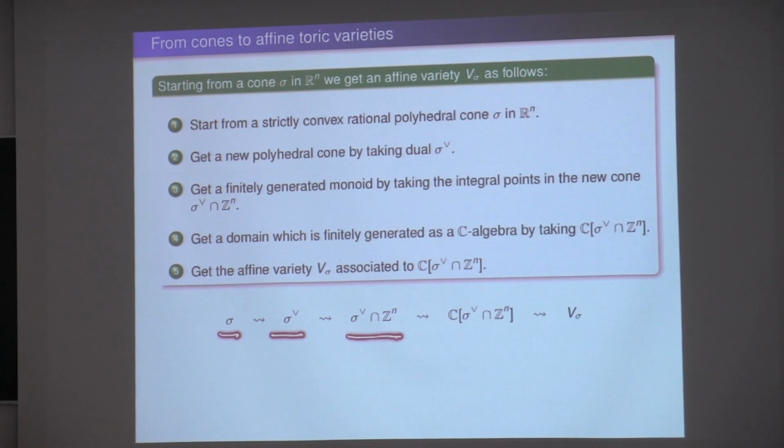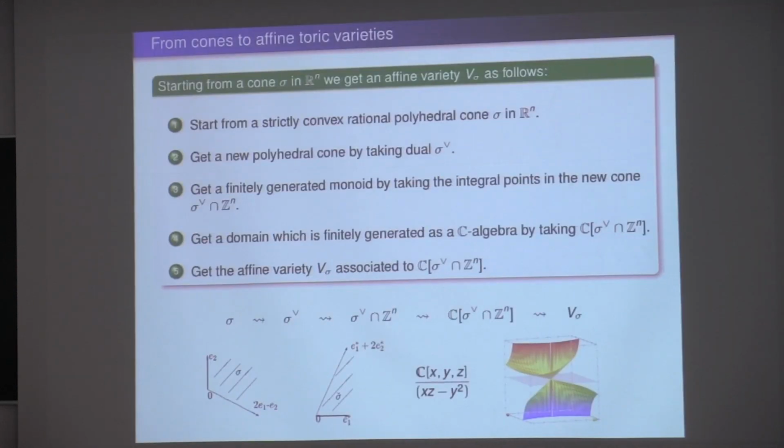intersect with the lattice. So we get the lattice points inside this cone. It's a finitely generated semigroup. Then we get a finitely generated C algebra that is a domain, and then we get an affine variety up to isomorphism. Very good. Then in a particular example, start from this cone, one can see using these inner pointing normal vectors, like this one and like this one, that this is the dual.